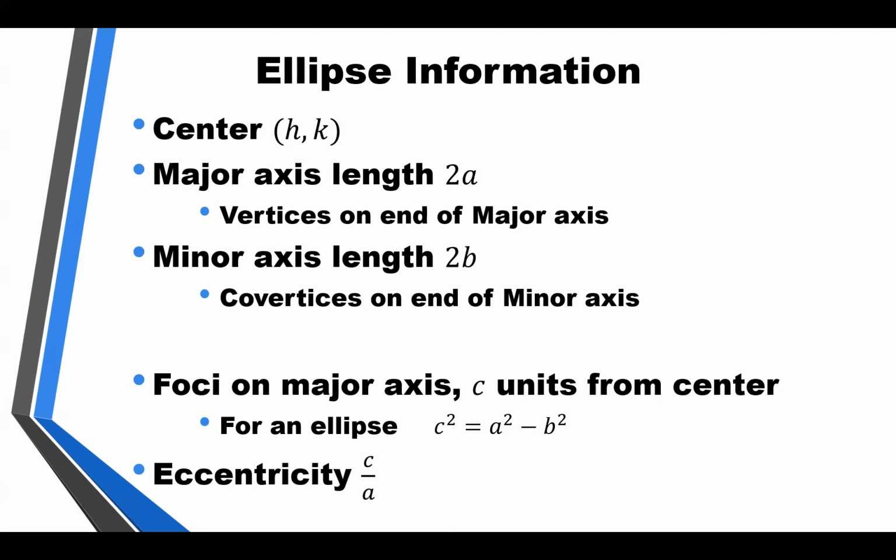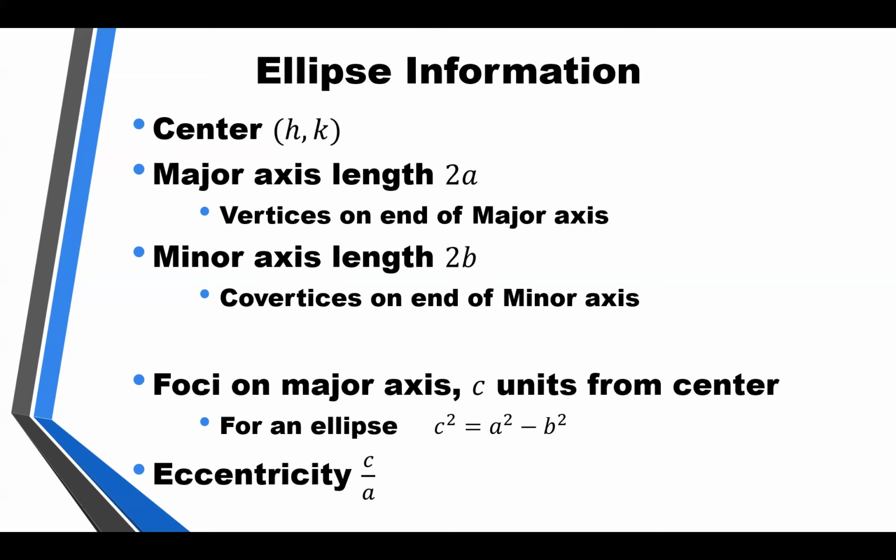Some books will use vertices as well. Some books use covertices. Some say we have 4 vertices. Others say vertices and covertices. I think vertices and covertices are a little bit easier to understand. Major axis, the longer one, vertices. Minor axis, the ends are covertices.